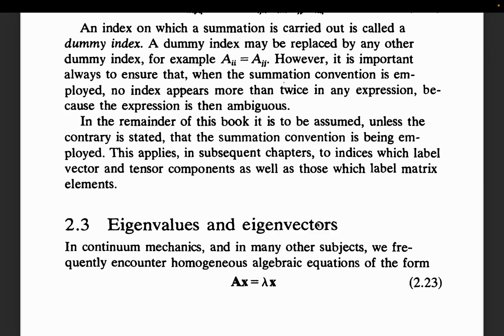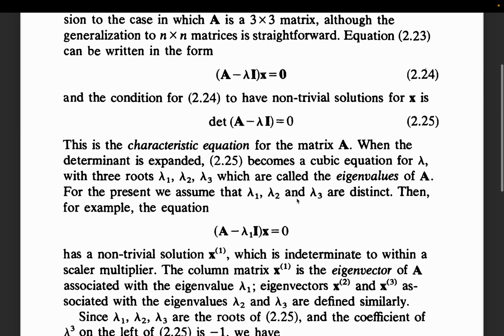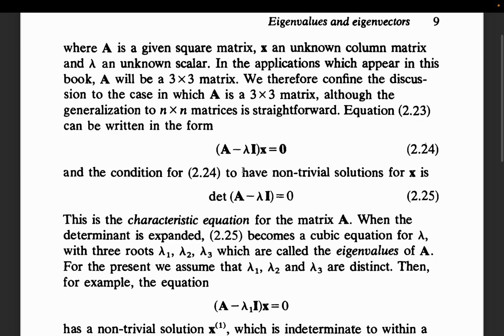To do that, the first thing to notice is that we have to solve the equation (A minus lambda I) x equal to 0. You are just taking the lambda x to the other side. If A minus lambda I has an inverse, then we can multiply this equation with (A minus lambda I) inverse and you will get x equal to 0, which is a trivial solution for this equation.